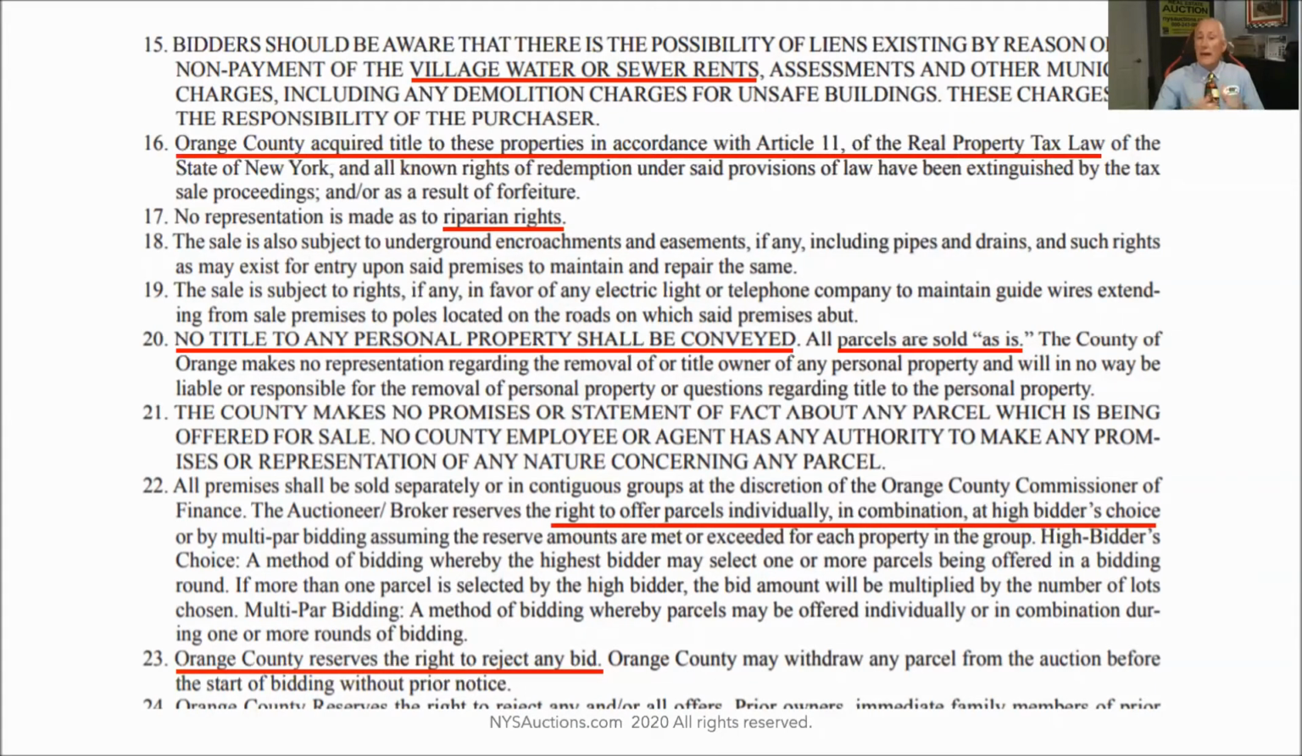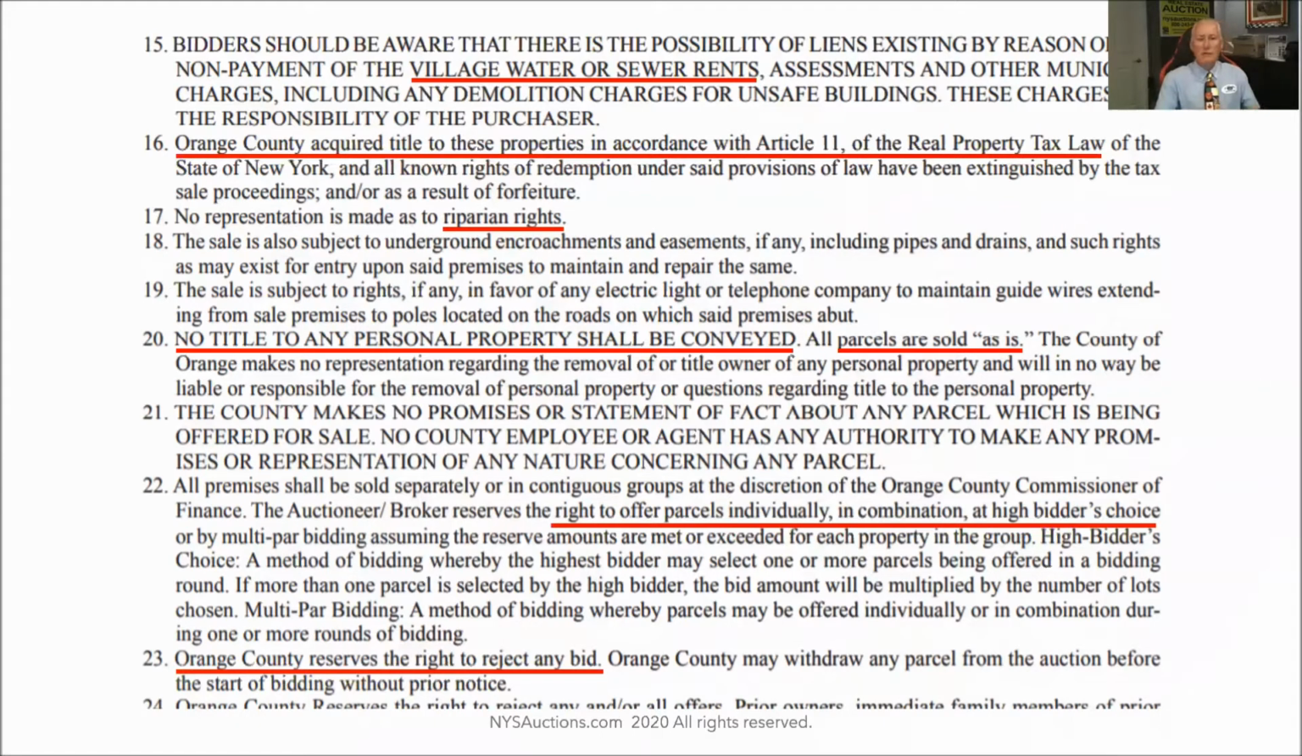You may have acquired certain water rights, and check the deed, see what it says. That's as far as I'm going to be able to go with you. If you need a fuller explanation, you may have to either do some Google search, or you're going to want to seek legal counsel. Number 20, these are real estate auctions.